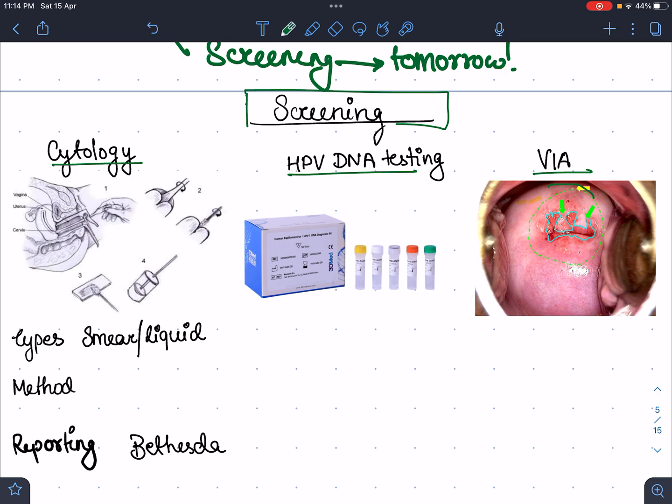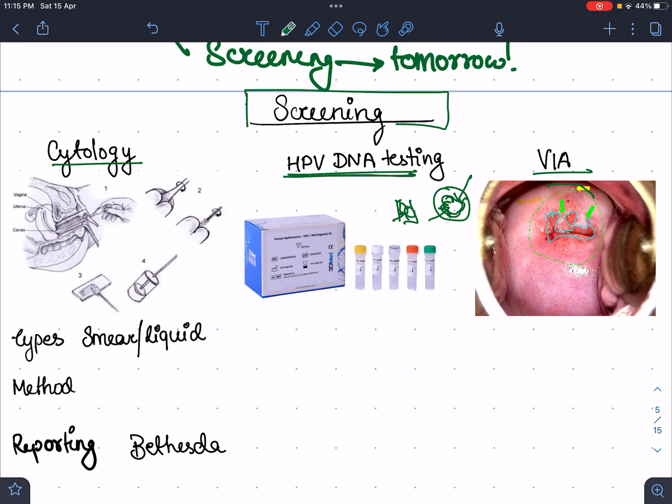So that is visual inspection with acetic acid. There was also visual inspection with Lugol's iodine, but we are not doing that now, just acetic acid. Then we have HPV DNA testing. We take a sample, and in those cells we try to see, like I told you, whether the HPV DNA has incorporated itself into the human cell DNA. So we take multiple cells and test whether they have HPV DNA or not.